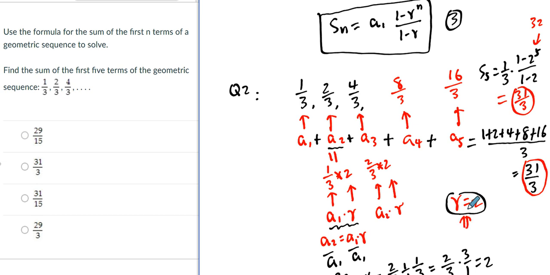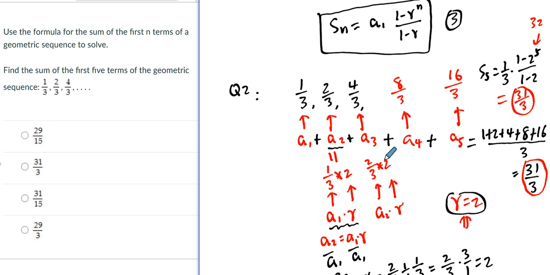Here r is easy to see. You see a1 is 1/3, a2 is 2/3, a3 is 4/3. We can see the first one, 1/3 times 2 is 2/3. So apparently here r is 2. So is the case for a3. You see a3 is 2/3 times 2, because 2 times 2 is 4, right here.